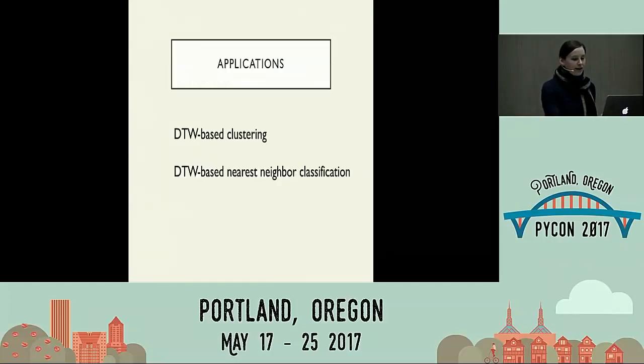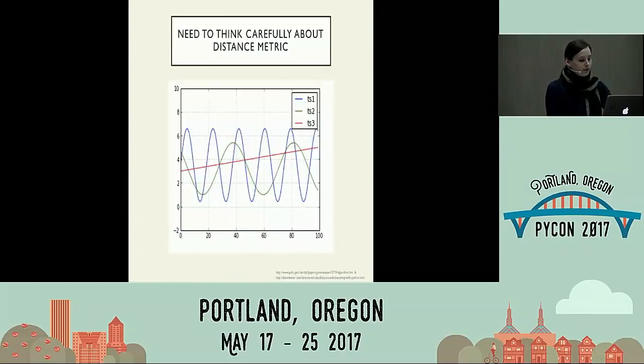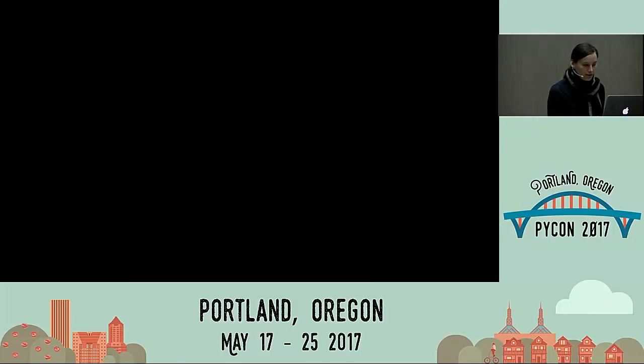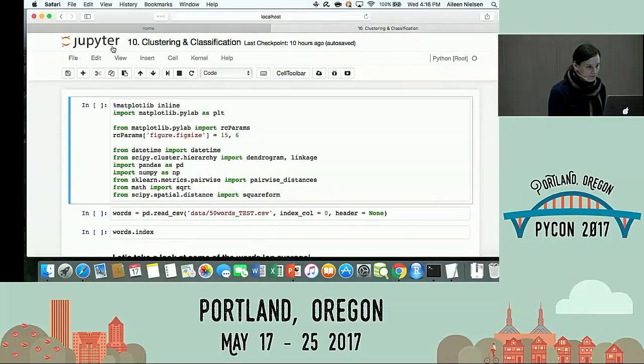Why is this great? Because I have a distance metric that works the way our brain works. For example, this blue and the green will now be closer together with this dynamic time warping, because I can shift them to have that sine shape reflected in both of them. And I can also do nearest neighbor classification and clustering. So let's go ahead and get started with some code so you can see how simple this is.